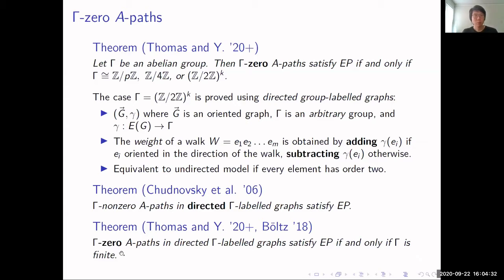Right, so I won't prove this theorem, but if we take this theorem for granted, then we know that zero A paths in this group satisfy the Erdős-Pósa property, because this is just equivalent to the directed model. Okay, so first let me talk about the infinite case. So here, I'm basically assuming that gamma is infinite. What happens in the infinite case?